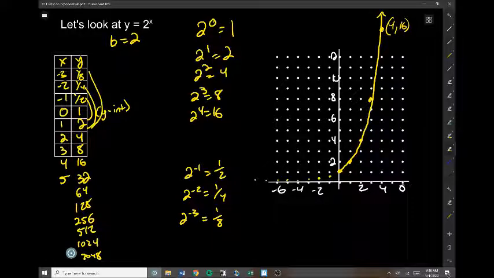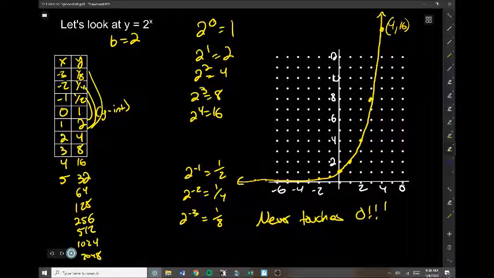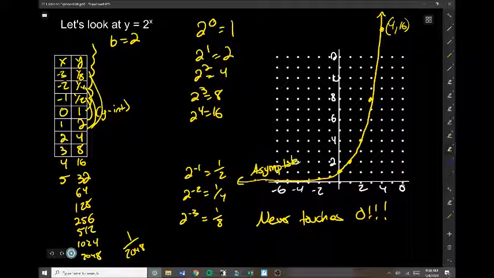And something really important happens here. This graph never touches 0. The fractions keep getting smaller and smaller and smaller. The fractions keep decreasing, but they're always going to have something there. Like 1 over 2048 is something that isn't 0. 1 over 4096, the next value, is something that isn't 0. This graph will never, ever touch 0. And so this right here has what's called an asymptote.